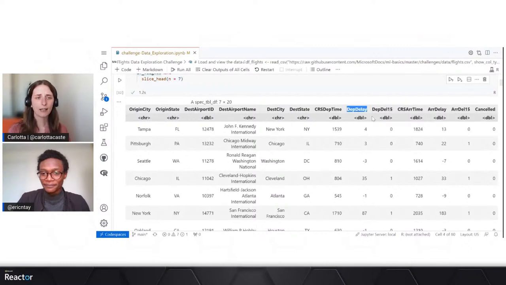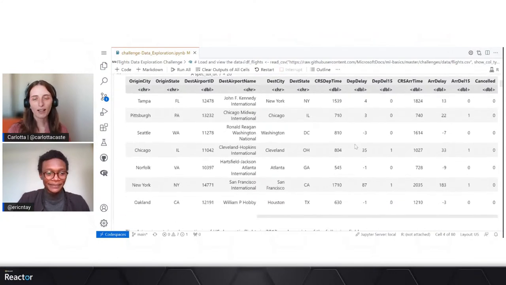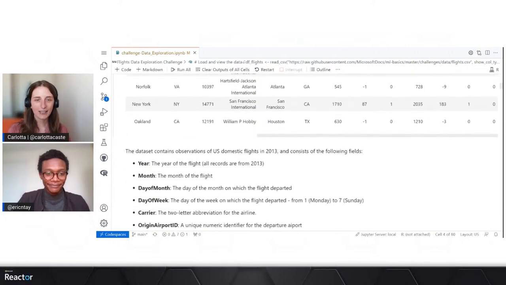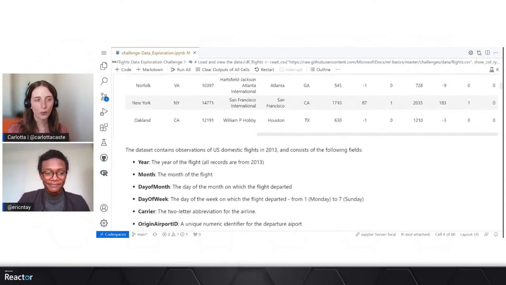Dep delay 15 and arr delay 15 are 2 binary columns that tell us if the flight departure and/or the flight arrival were delayed by 15 minutes, which is the time after which a flight is considered a late flight. And the last column, cancelled, as the name suggests, is another binary indicator of whether the flight was cancelled or not. So given these, this is the data set we are going to work with today.